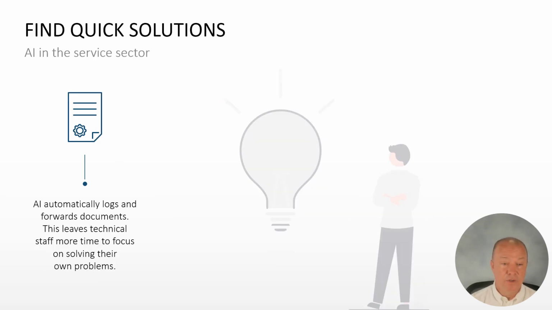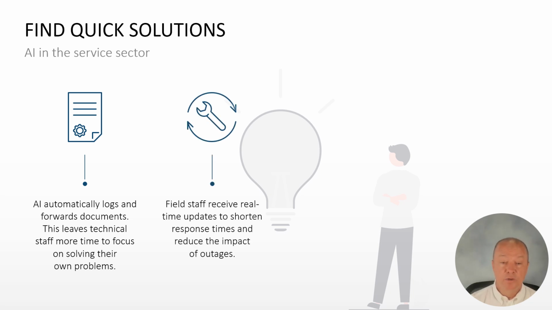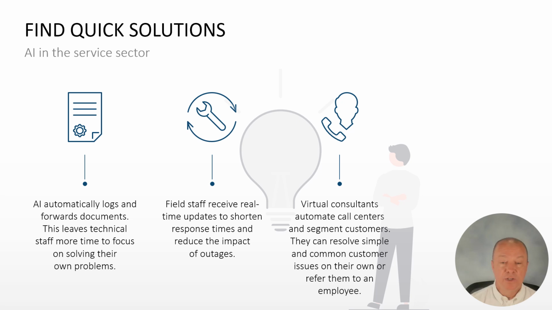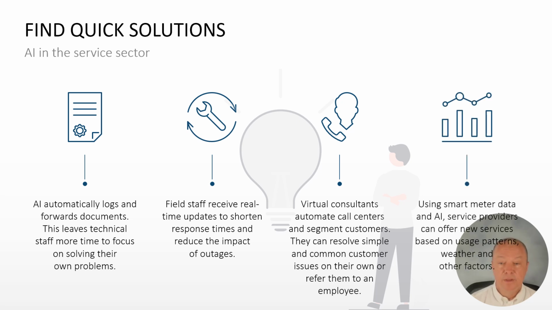And in the service sector, we can use AI to automatically log and forward documents, leaving technical staff more time to focus on their own problems. Field staff could receive real-time updates to shorten response times and to reduce negative impact of outages. Virtual consultants could automate call centers and segment customers. They can resolve simple and common customer issues on their own or refer them to an employee. And using smart meter data and AI, service providers can offer new services based on usage patterns, weather, and other factors.